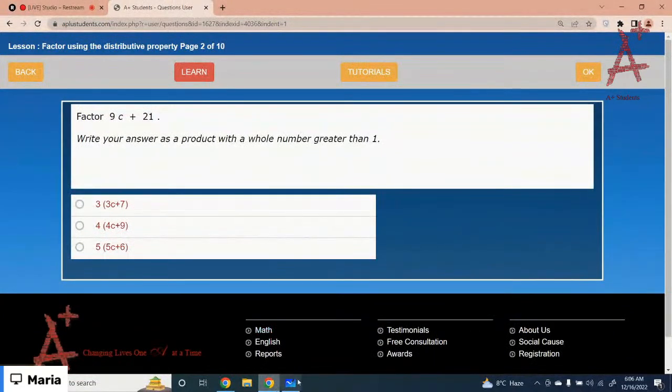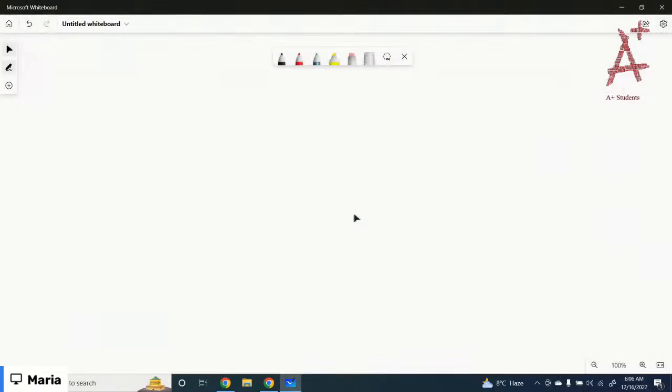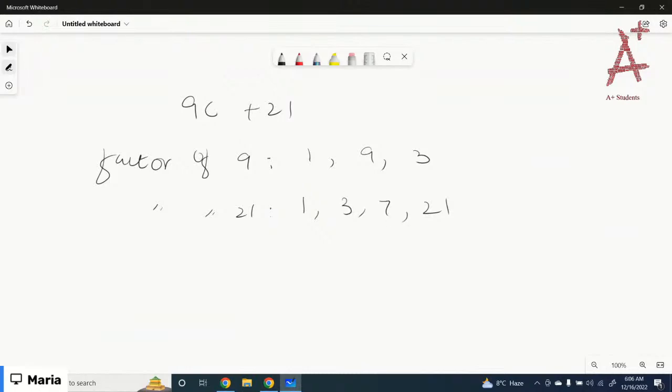Okay, the next one is 9c plus 21. Just write down the factors of 9. If you are perfect with multiplication, then you don't have to write the factors. You already know what number is a factor. Like I know 3 is the factor for both the numbers. 1 times 9 is 9 and 3 times 3 is 9. We don't have any other factors for 9. Then 1 times 21 is 21 and 3 times 7 is 21. So 3 is the greatest common number. So divide both the values by 3.